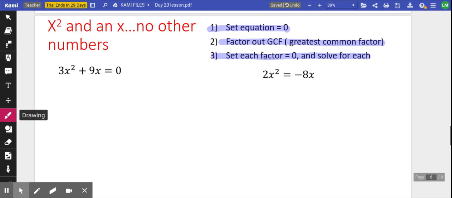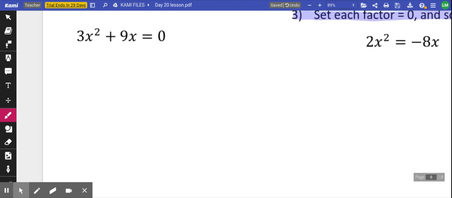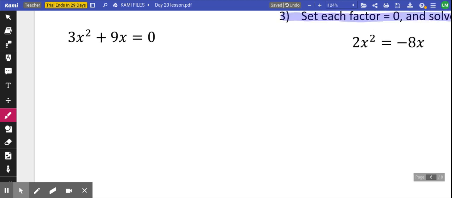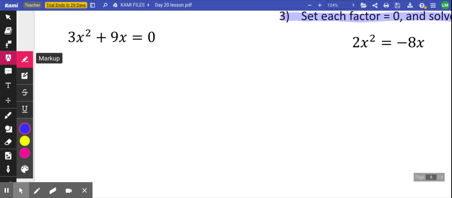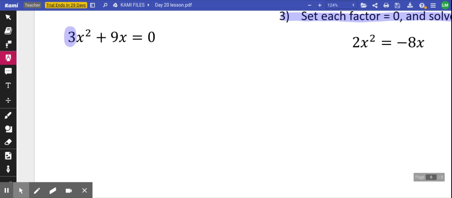All right. First equation, here we go. 3x squared plus 9x equals 0. Again, I have an x squared term and an x term, but no constant. Okay, can't take a square root of both sides because of that x. So first thing I'm going to do is set it equal to 0. I'm going to pull out the greatest common factor of each term. So I'm going to look at the numbers here, a 3 and a 9, and pull out the greatest number that divides into both of those. So I'm going to pull out a 3.